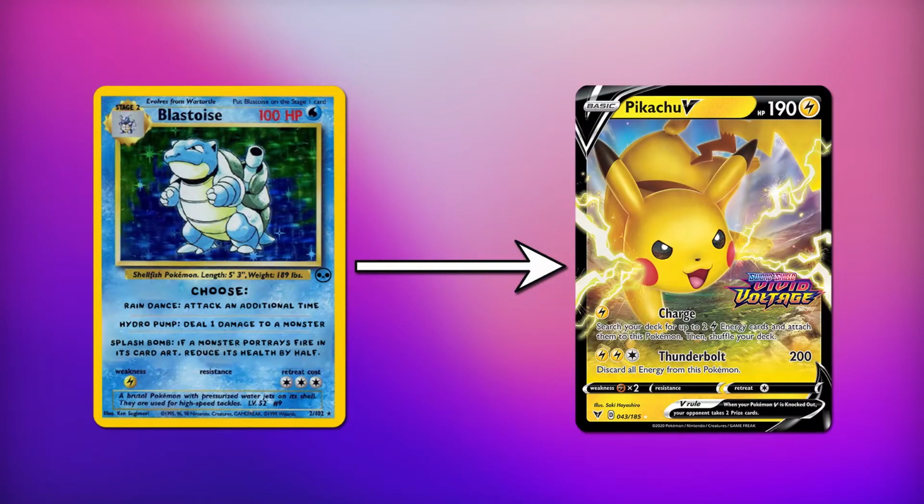So NFT stands for non-fungible token. Non-fungible means it's unique and can't be replaced with something else. For example, if you trade Pokemon cards, you could trade a Pikachu for a Blastoise. Because they aren't the same thing, that means they are non-fungible because they are different things.